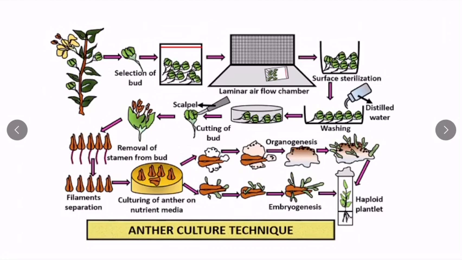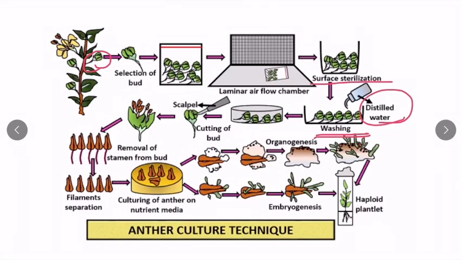So this is the flow chart, or the procedure, of the anther culture technique. Firstly, unopened flower buds are selected. After that, they are cut, and under laminar airflow, surface sterilization treatments are given. After surface sterilization treatment, they are washed several times with distilled water to remove the traces of those chemicals.